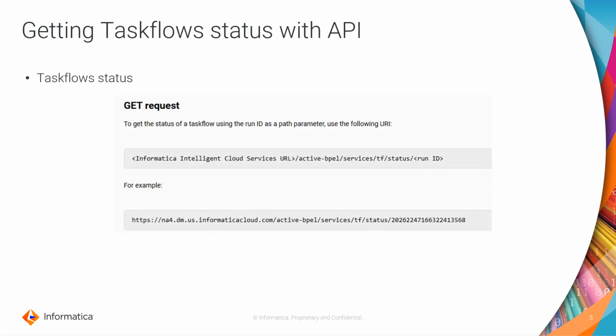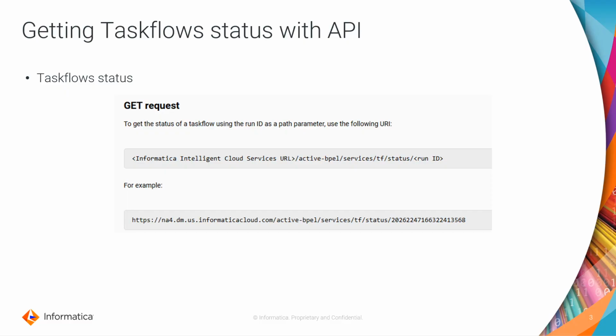So we have a programmatic way to get the status of your task flows. You need to authenticate in order to make this call. So basically, you will need to use our login API. You will get your Informatica session ID. You will use that ID as a header when you are calling this API.